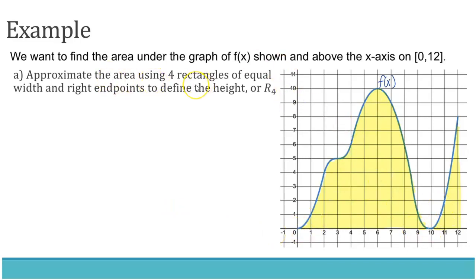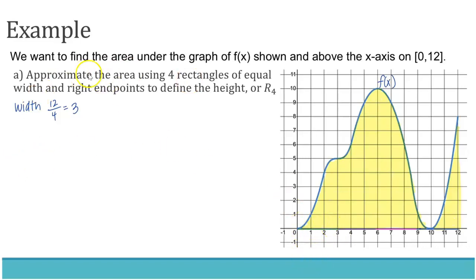So if I want 4 rectangles of equal width, in order to find the width of each rectangle, I'm going to have to go ahead and take 12 divided by 4. So the width of each rectangle is 3, which is a calculation you can do in your head. And so the first width is going to extend from 0 to 3. And the next one is going to extend from 3 to 6. And then we're going to have one from 6 to 9. And then the last one will be from 9 to 12. So those are the widths of each rectangle.